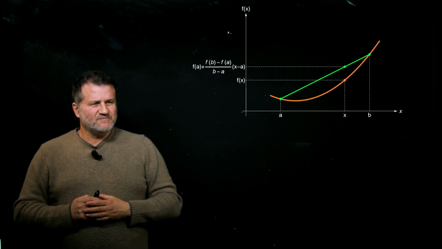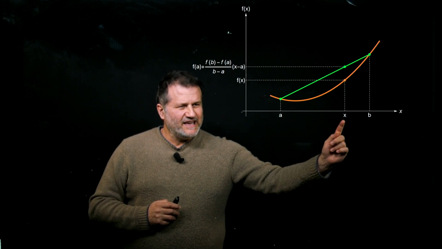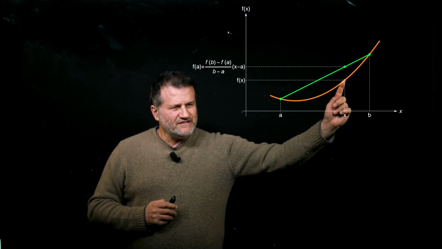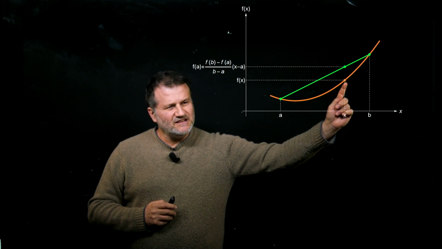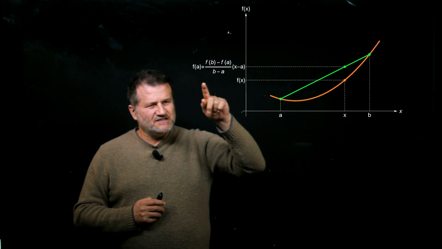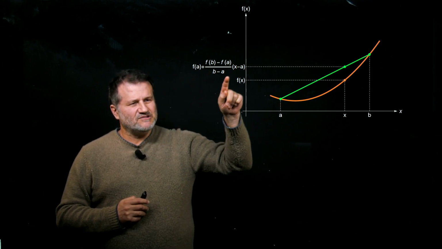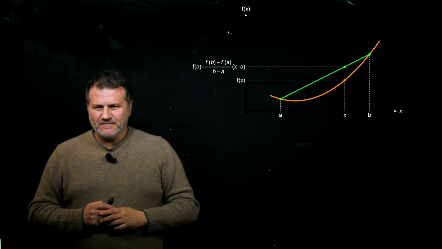Let's formalize this property. Now, if we pick a point x between a and b, the quote on the function is f of x, while along the straight line joining these 2 points is this value, f of a plus (f of b minus f of a) divided by (b minus a) times (x minus a).